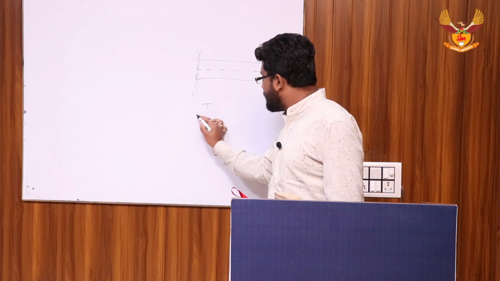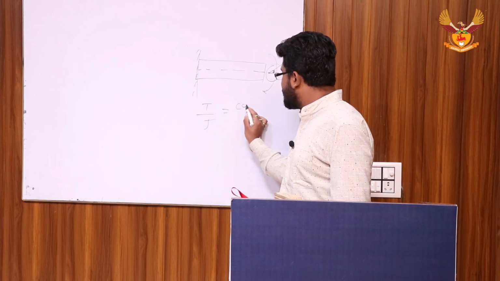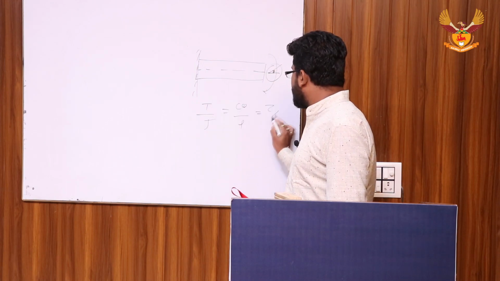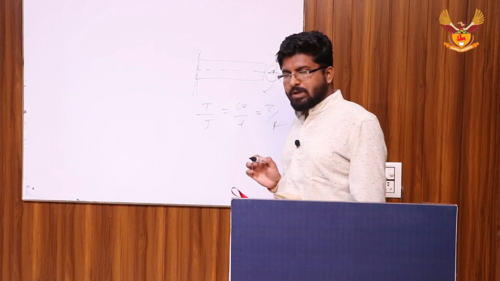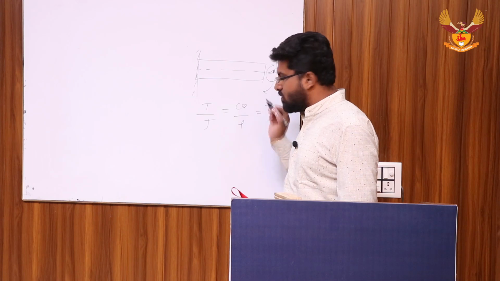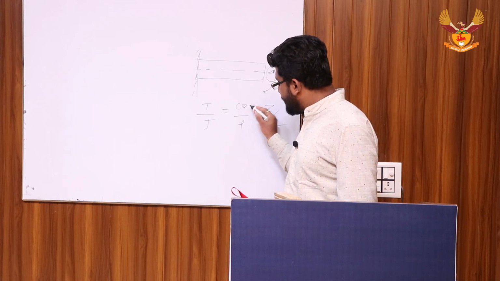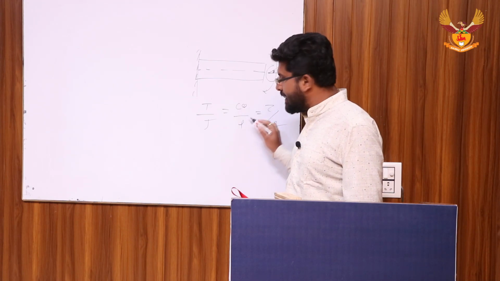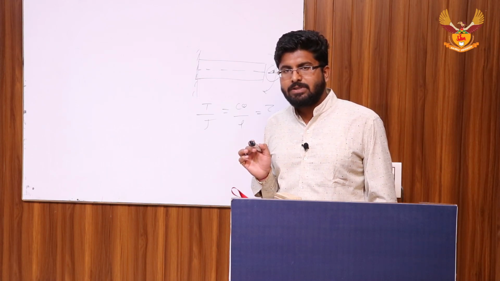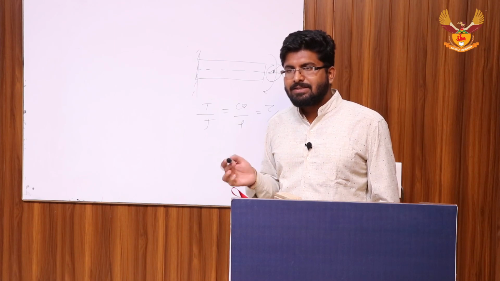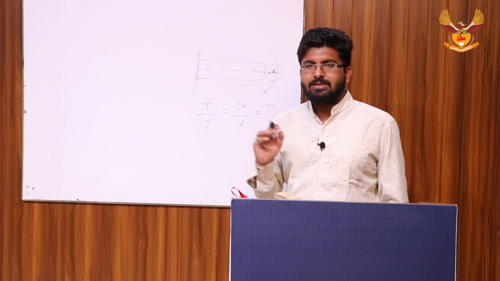The formula we generally use is T by J equal to C theta by L equal to tau by R. T is the turning moment, J is the polar moment of inertia, C is the modulus of rigidity, theta is the angle of twist, L is the length of the bar, tau is the shear stress, and R is the radius. This is simple stress and the classification of stress is over.